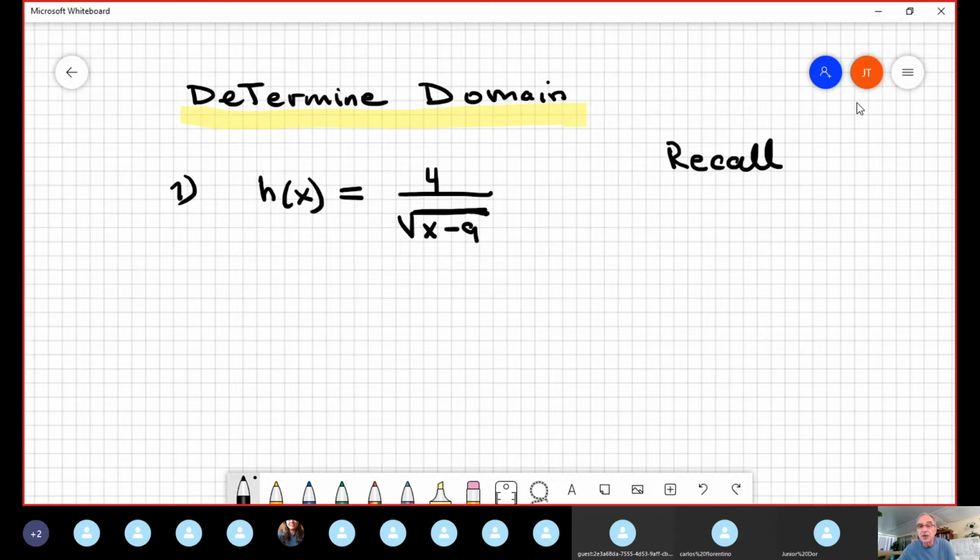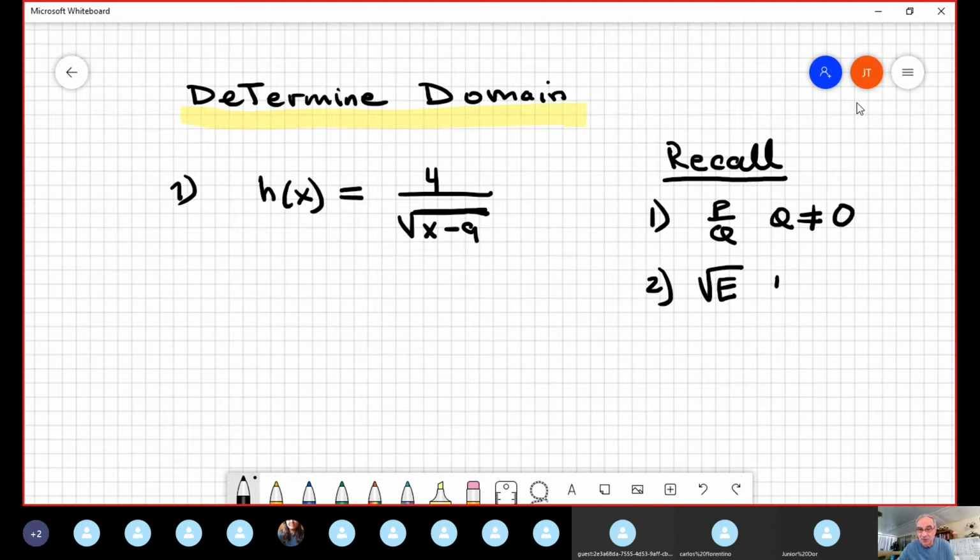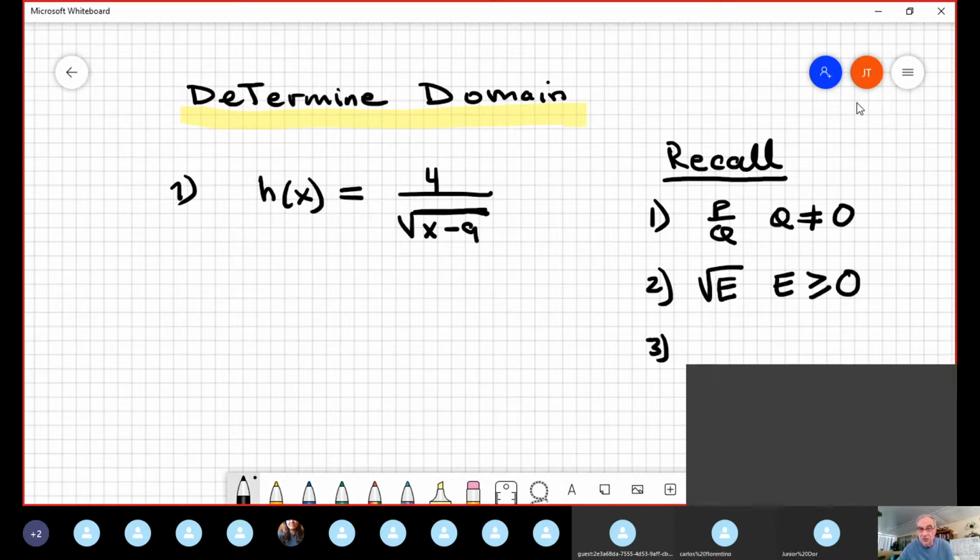To find the domain of a function when the formula is given, you have 3 kinds of restriction. Restriction 1: P divided by Q, Q not 0, because division by 0 is illegal. Number 2 is a radical of E, where E represents an expression. This expression must be non-negative, positive or 0. And number 3 is a combination of 1 and 2 together.